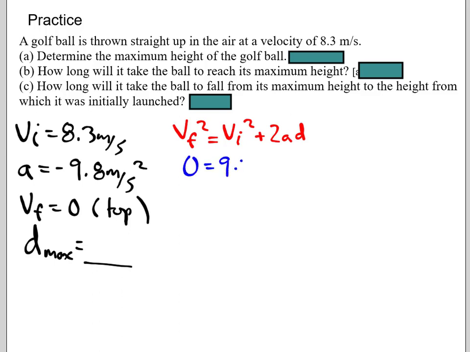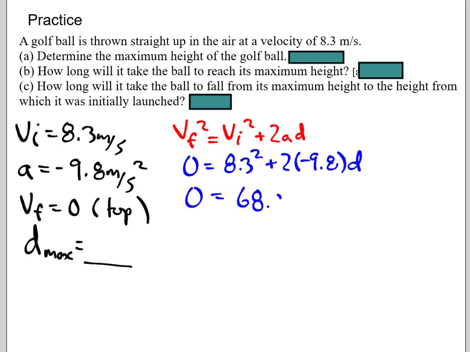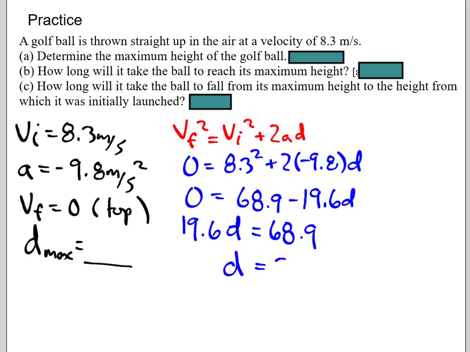So 0, oops, not 9.8, 8.3 squared plus 2, negative 9.8, and D. Okay, so 8.3 times 8.3 is 68.9 minus 19.6D. Rearrange. And if I make a small math mistake or a large math mistake, please don't laugh. I'm trying to go quickly here under the pressure of filming, so that's always a fun little challenge. 3.5 meters. So there's the maximum height.